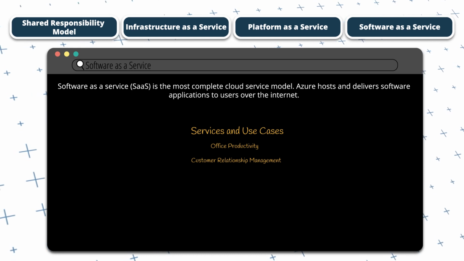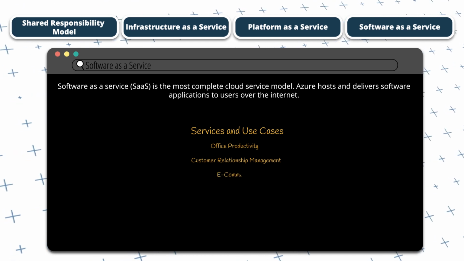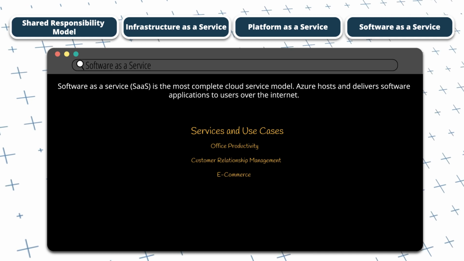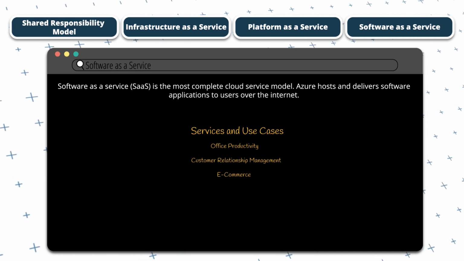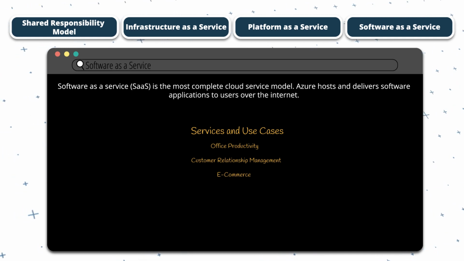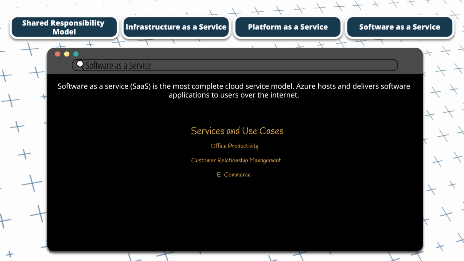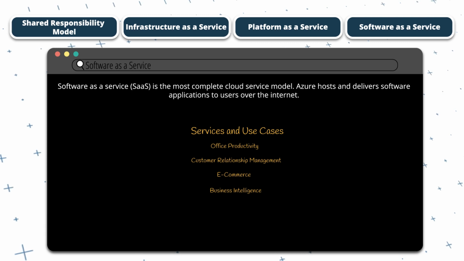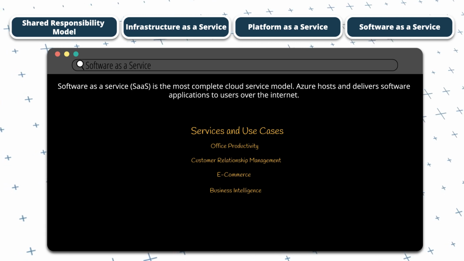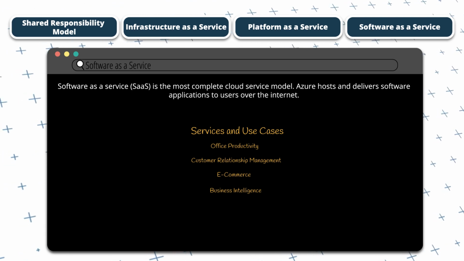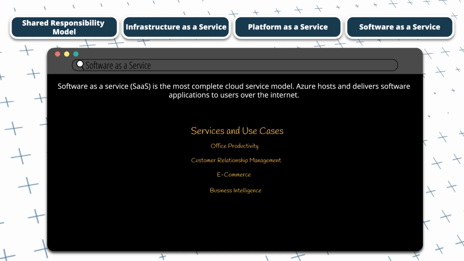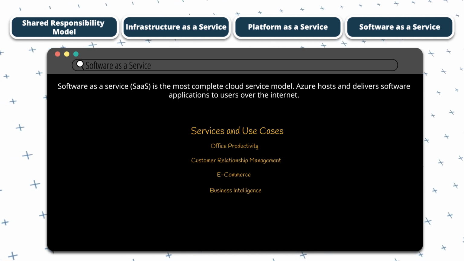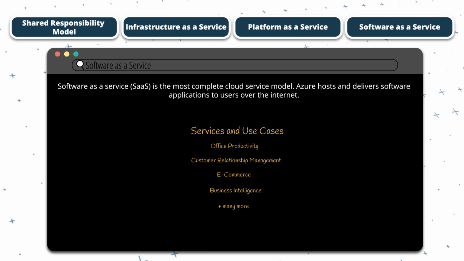You also have e-commerce. There would be offerings such as Shopify, which provides cloud-based e-commerce platforms that enable organizations to create, manage, and sell their products online. And then another use case could be business intelligence. So you have offerings such as Power BI, which provide cloud-based business intelligence and analytics applications that will enable organizations to create and share interactive visualizations and reports.